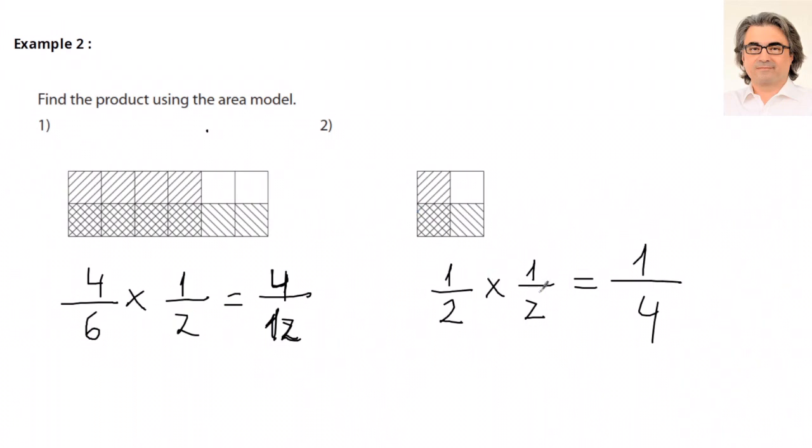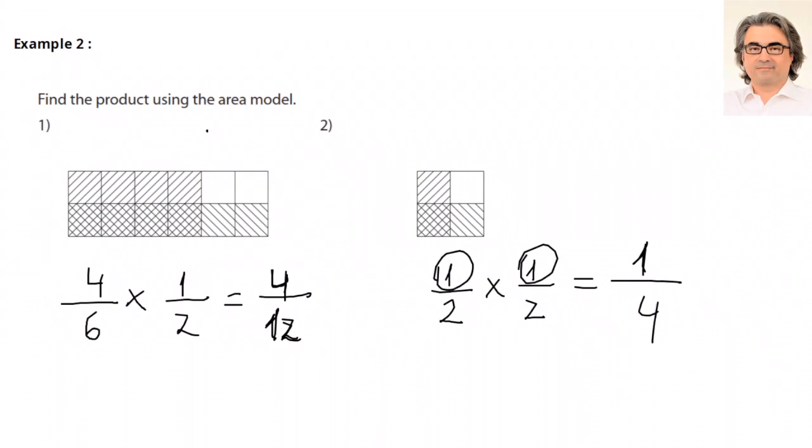So actually we should multiply 1 over 2 with 1 over 2. Multiply 1 and 1, the result will be 1. 2 and 2, the result will be 4. This is algebraically. Okay, this is another model, area model.